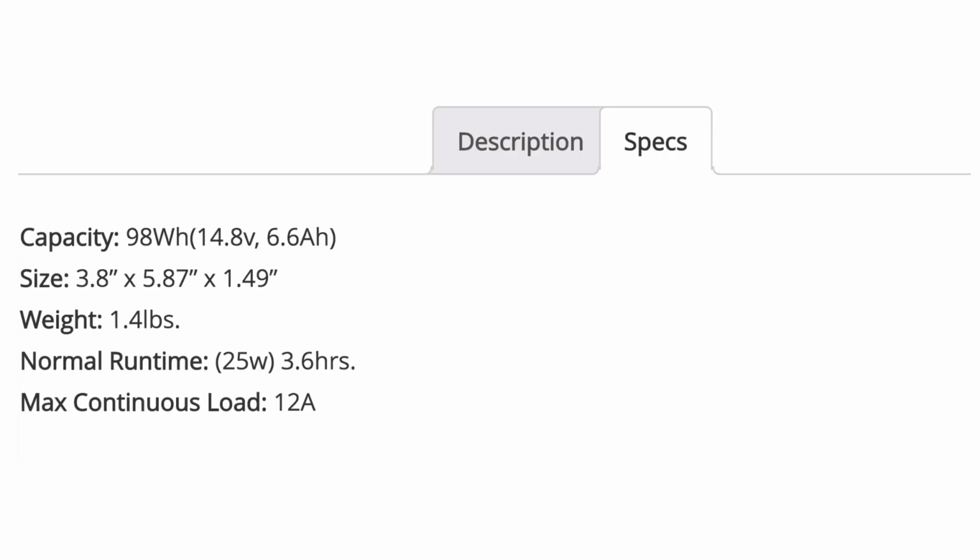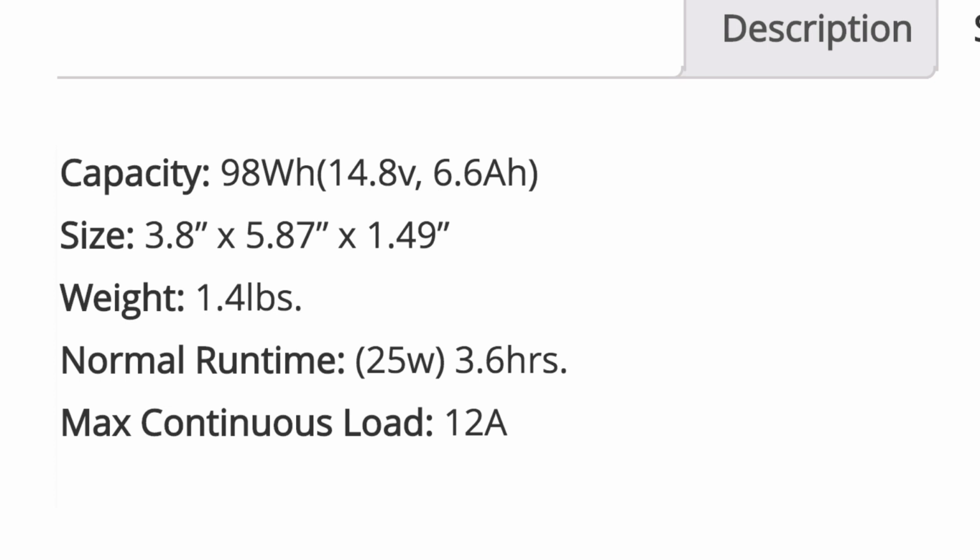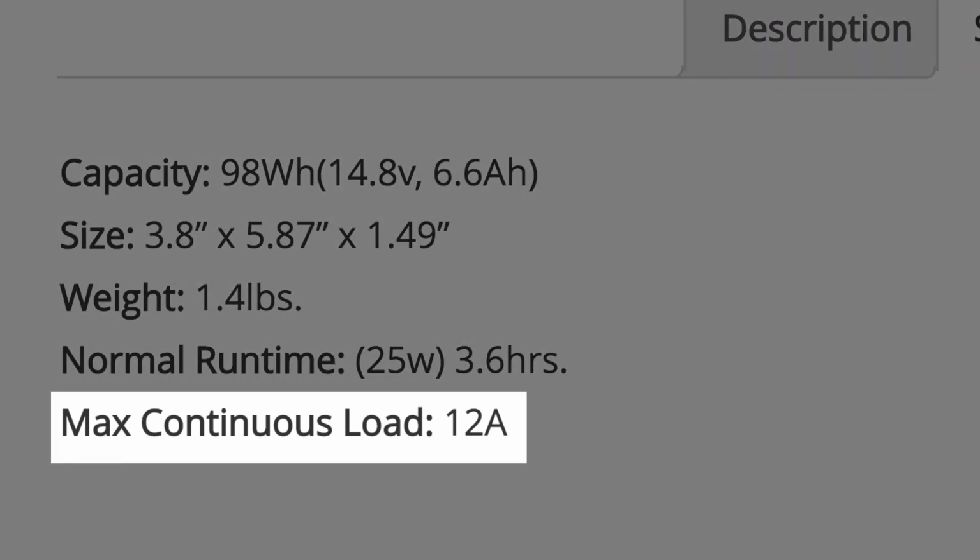Which leads to battery amperage on a pack. So there are 2 different specs on a battery pack such as ours. You have the amperage capacity represented in amps or milliamps, and the load handling capability, where you may see a spec stating max load and the number of amps.